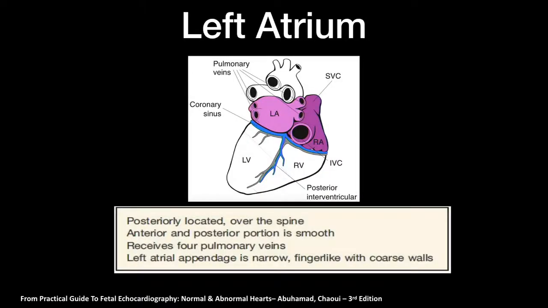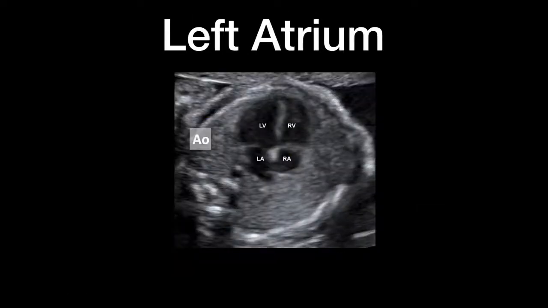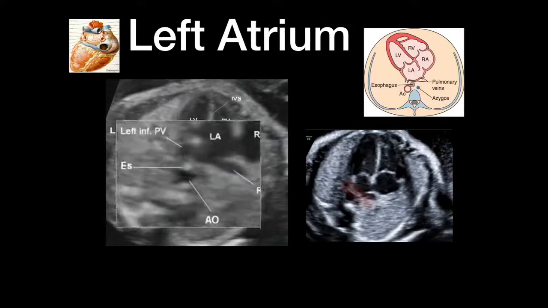So the left atrium is the most posterior chamber. It anchors the heart to the chest through the 4 pulmonary veins that enter posteriorly. And the left atrial appendage is small and narrow, very different than the right atrial appendage, which is broad. So in cases of isomerism, that could help you determine the morphology of the atria. What you look for when you look at the left atrium, really you should pay a lot of attention to that area behind the heart.